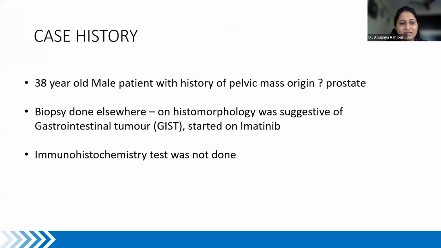So as Sir has told, this is a 38-year-old male patient with a pelvic mass, query prostate origin, and biopsy was done outside and called it as gastrointestinal stromal tumor. However, it was only called as histomorphology suggestive of, but IHC was not done. But empirically, this patient was started on imatinib.